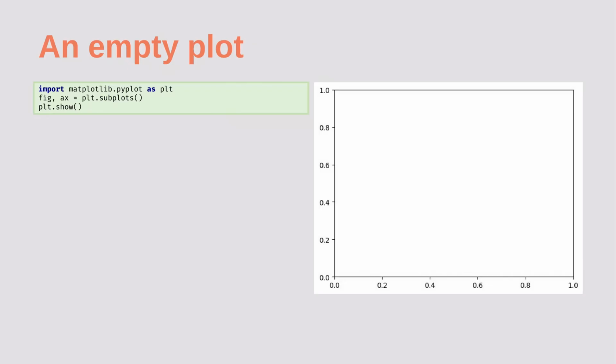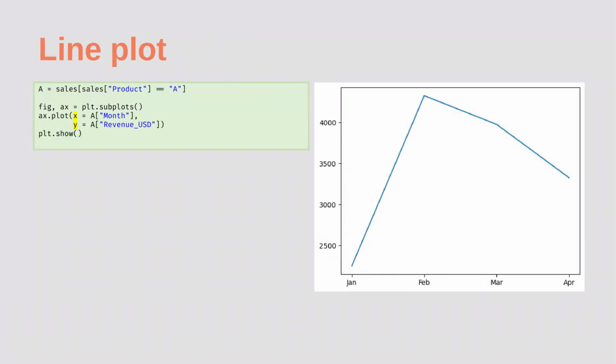Then we'll call the plt.show function to display the plot. Right now, you're looking at a figure with an empty axis. No data has been added yet. Now let's add some data to our figure. We'll subset product A using Boolean subsetting and store it in a variable called A. Then we'll add the month column as the x-axis, which is the first argument, and the revenue USD column as the y-axis as the second argument. Calling plt.show displays the line plot.